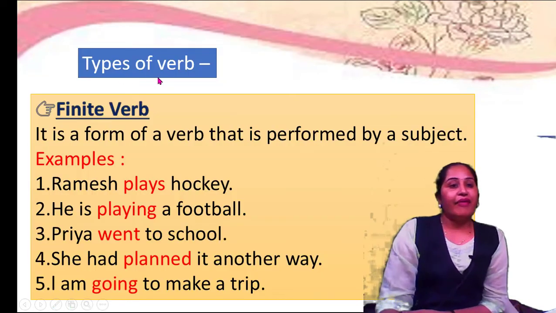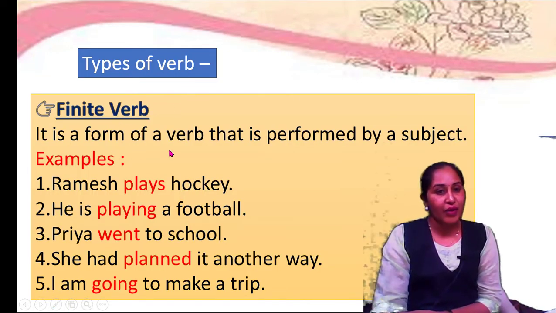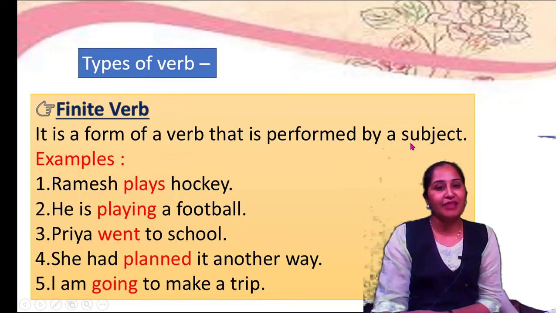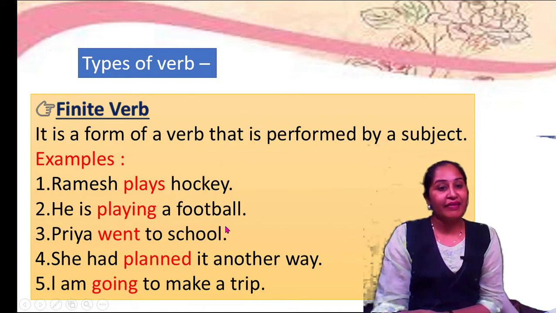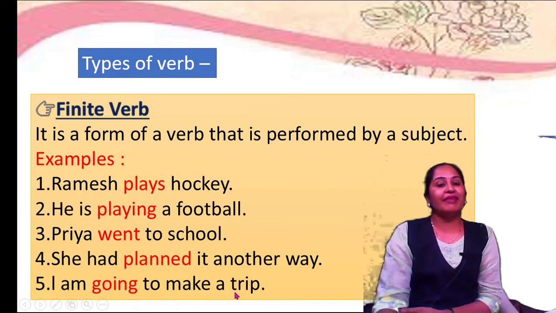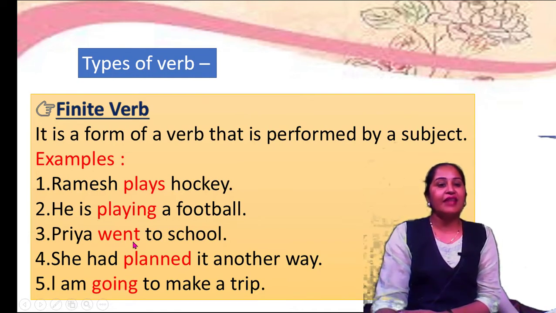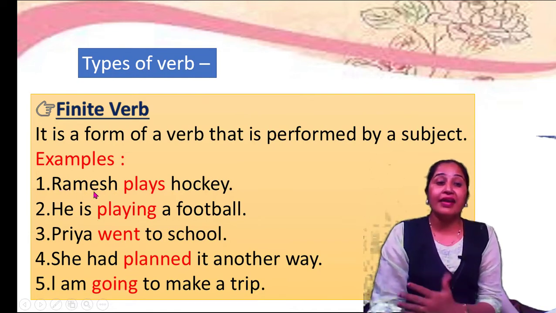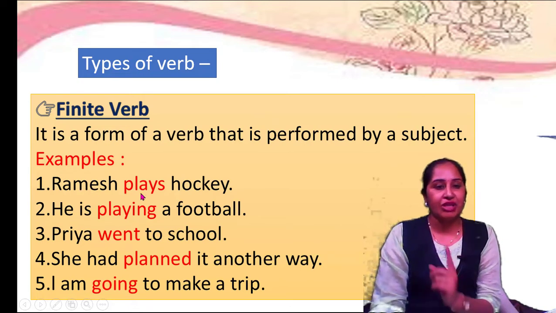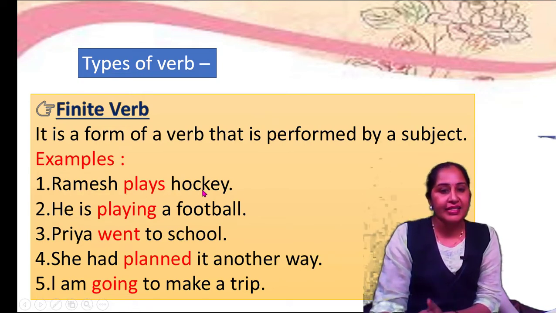So let's see the types of a finite verb. It is a form of verb that is performed by a subject. Examples: Ramesh plays hockey. He is playing a football. Priya went to school. She had planned it another way. I am going to make a trip. These are the examples. The red word shows us these are the finite verbs. If we analyze the sentence, Ramesh is the subject, plays is the finite verb, and hockey is the object.